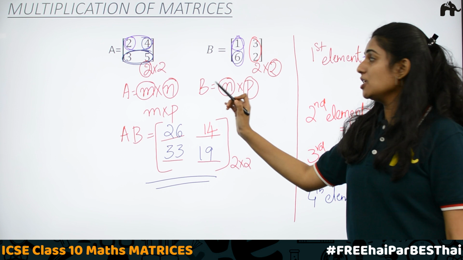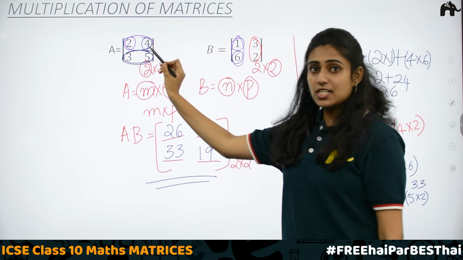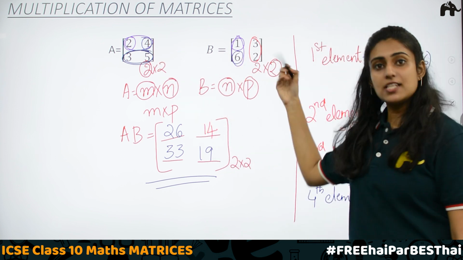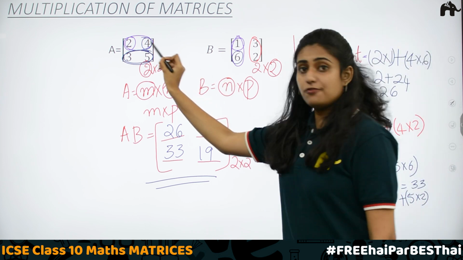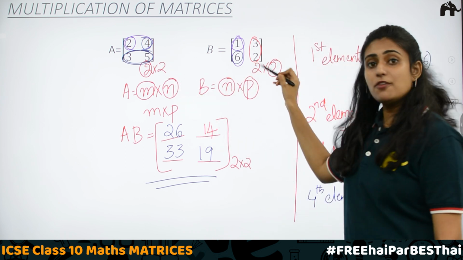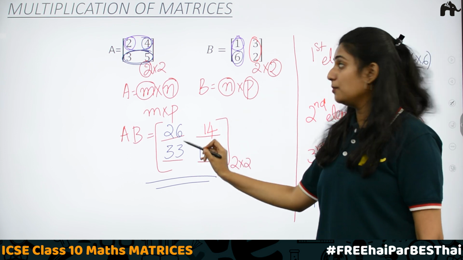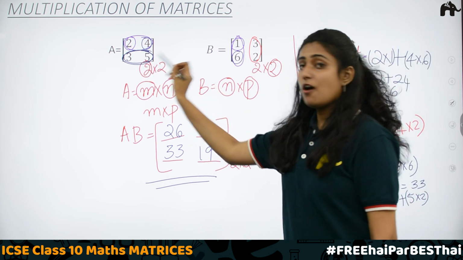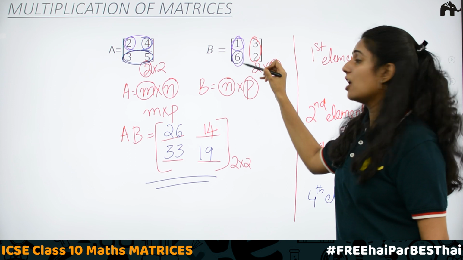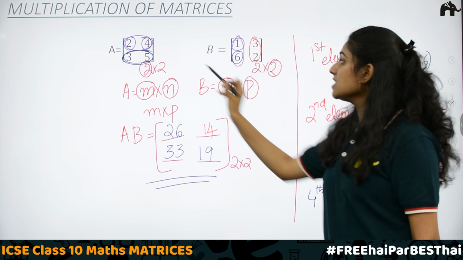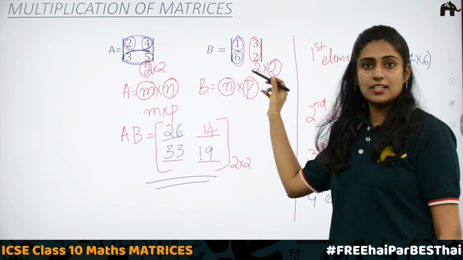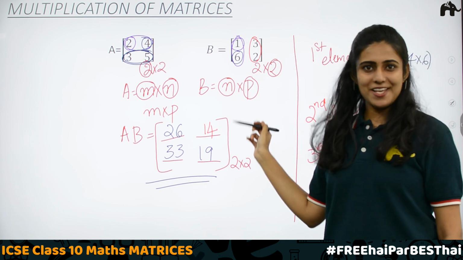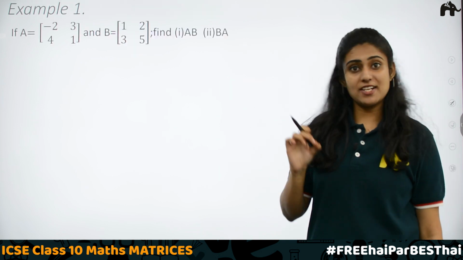For the first element, you have to consider first row of first matrix and the first column of second matrix. To get the second element, we have to consider first row of first matrix, second column of second matrix. Third element, you will be getting with the second row of first matrix and the first column of second matrix. And the fourth element, second row of first matrix and the second column of second matrix. Okay? We understood how to do matrix multiplication.